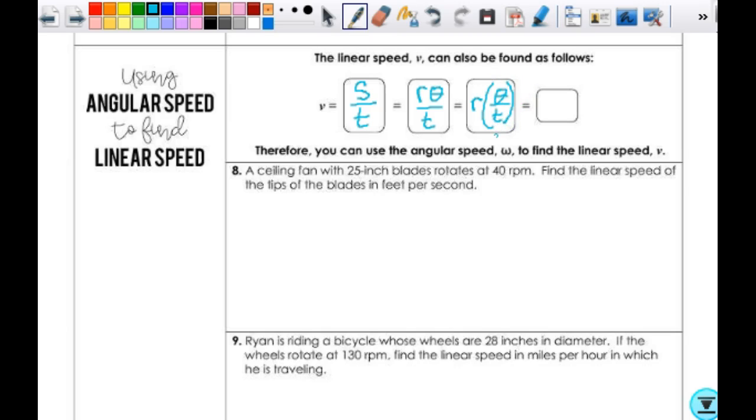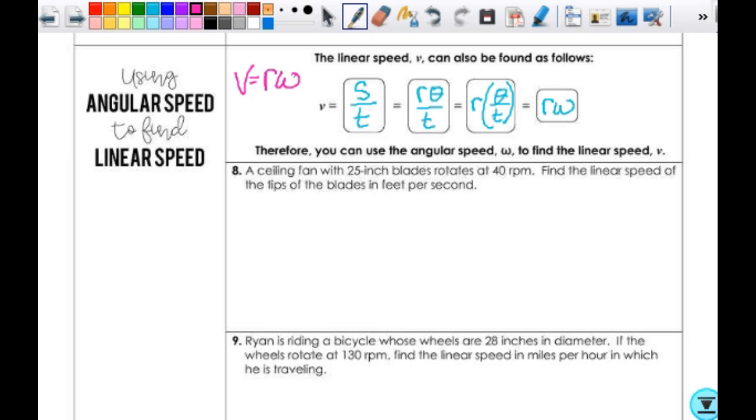Well, what is theta over t? Look on the front. What's that formula? Theta over t. That's your angular speed, right? It's your omega. So this is really then r times omega, right? So another way to look at velocity besides s over t, velocity is also equal to the radius times the angular speed. You get the same answer either way. But if I tell you what the angular speed is, then you can just multiply by the radius and bam, there's your velocity, okay? Because you get the same answer either way.